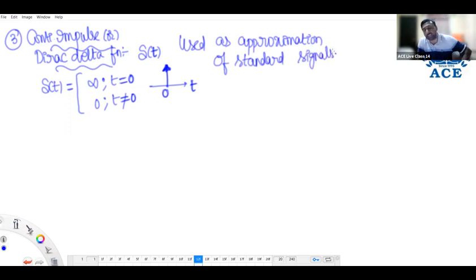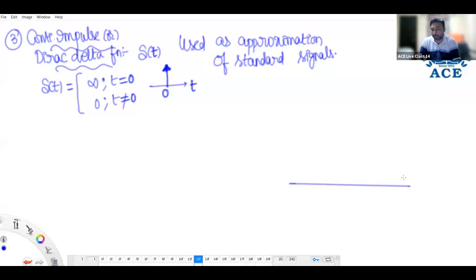Impulse means sudden change. A point source, a point charge, a thunderstorm. All these are impulsive signals. Thunderstorm, how much time will it come? Continuously 1 hour? It will occur for a short duration but with a very big sound. Correct or not? So all these are impulsive signals. Listen first, everyone, carefully. It can be used as an approximation of standard signals.